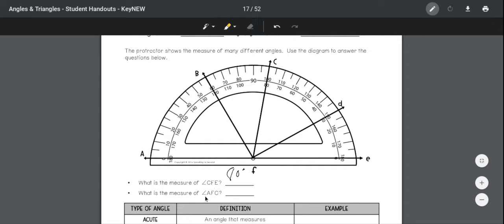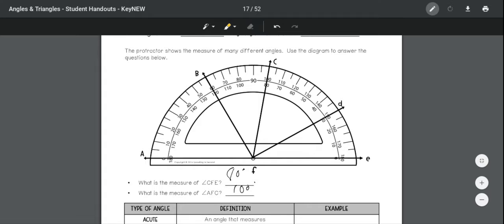Okay, and then the measure of AFC. So here's A, F, C. And since A goes out here, 0's on the top. So now we're going to use the top numbers. We're going to go over to C, and it's past 90, and it's at 100 degrees.